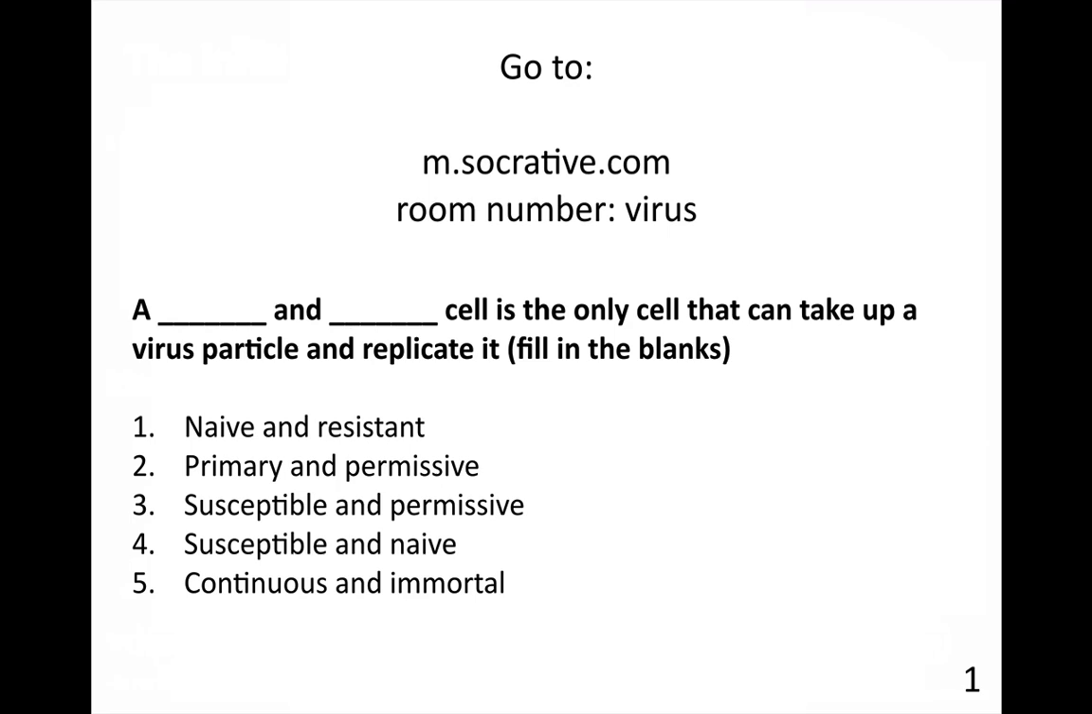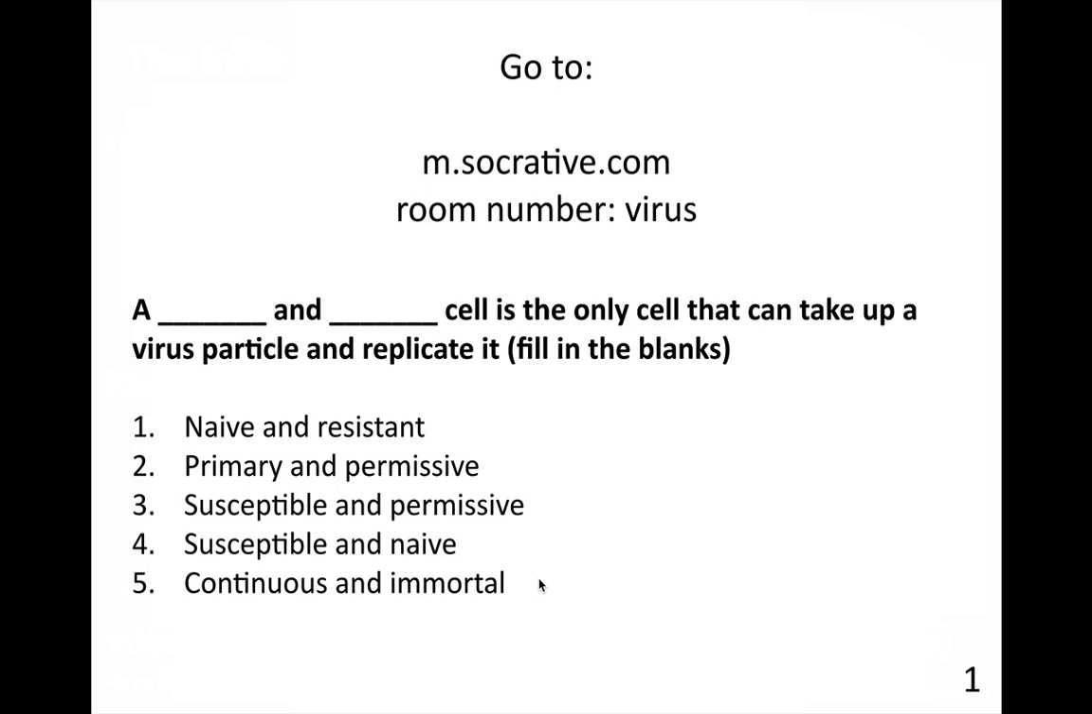The question is, a blank and blank cell is the only cell that can take up a virus particle and replicate it. So you need to fill in the blanks. And the options are 1, naive and resistant, primary and permissive, susceptible and permissive, susceptible and naive, and continuous and immortal. So which two best fit that sentence?